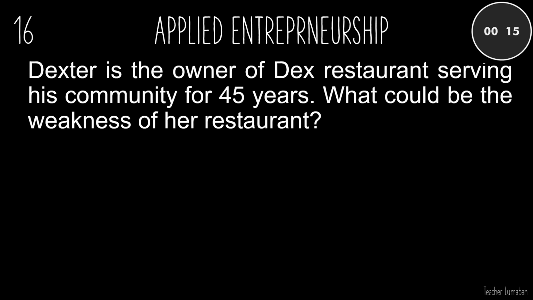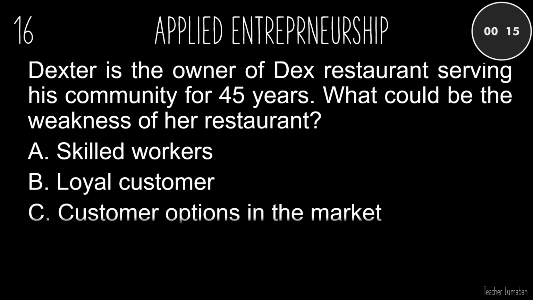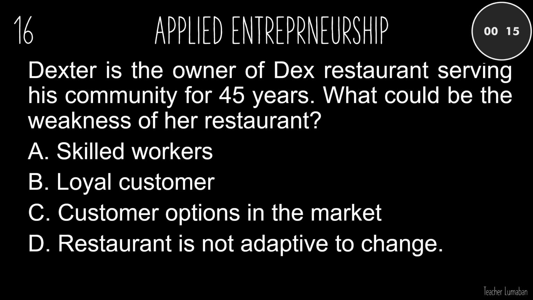Dexter is the owner of Dex Restaurant, serving his community for 45 years. What could be the weakness of his restaurant? A. Skilled workers. B. Loyal customer. C. Customer options in the market. D. Restaurant is not adaptive to change.